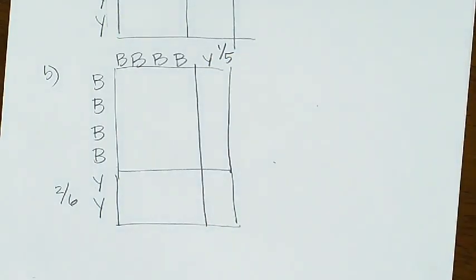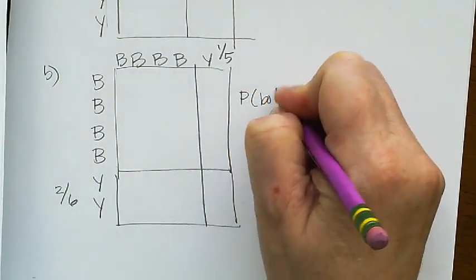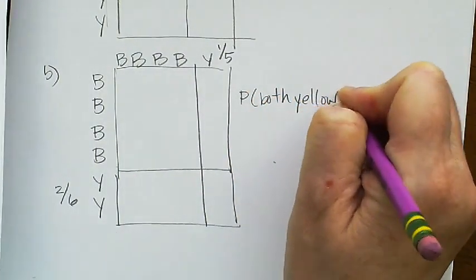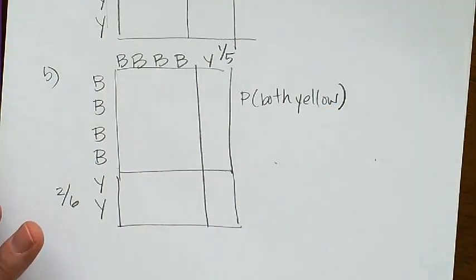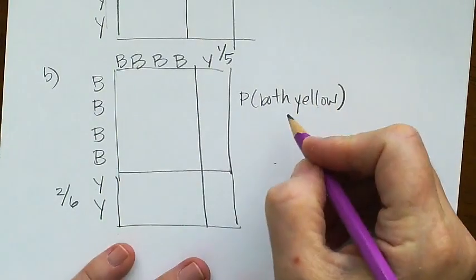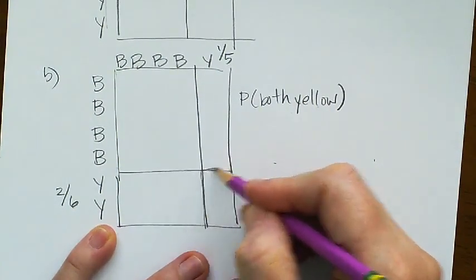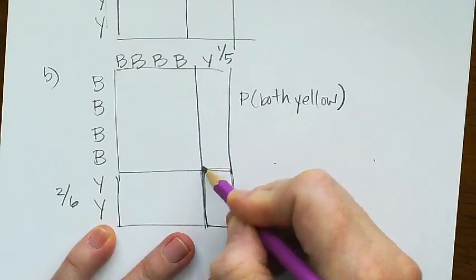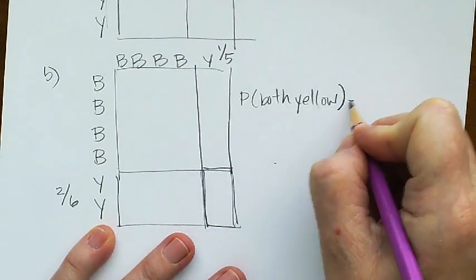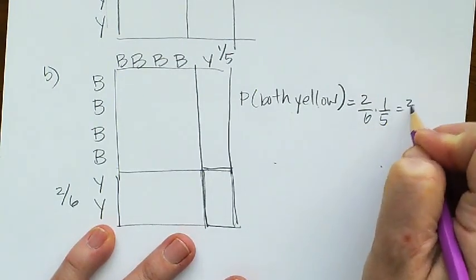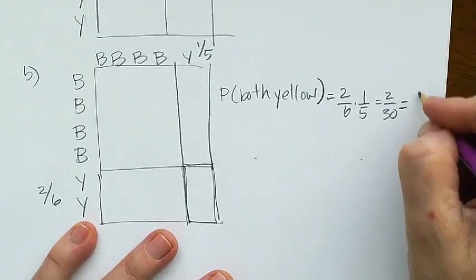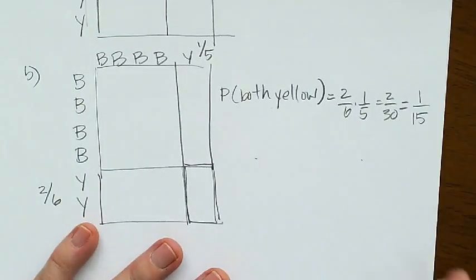So now the probability that both are yellow would be this rectangle right here, which would be 2/6 times 1/5. So that's 2 over 30, which reduces to 1 over 15.